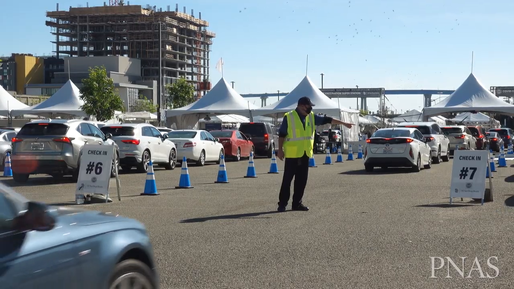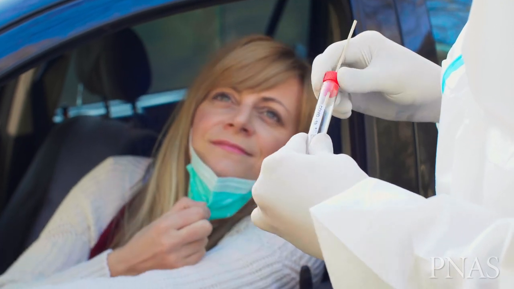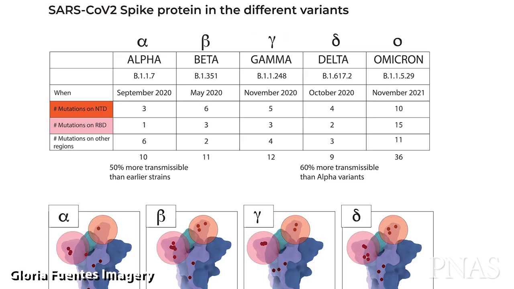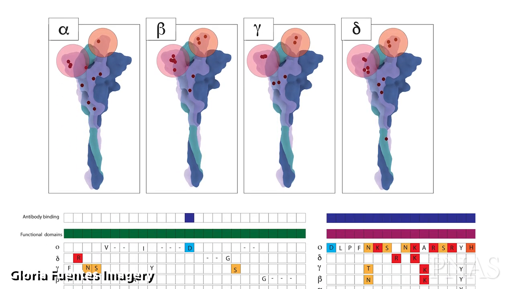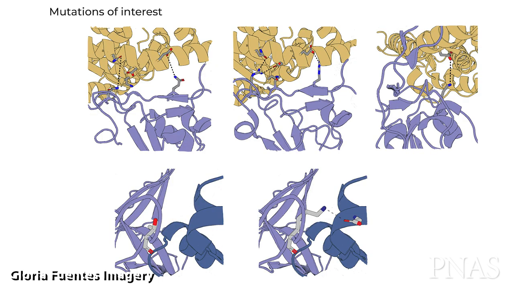Such images offered a way to communicate complicated information to a concerned public. In the wake of the Omicron surge, visuals have also offered a way to show the public and researchers the distinctive characteristics of a worrisome variant.